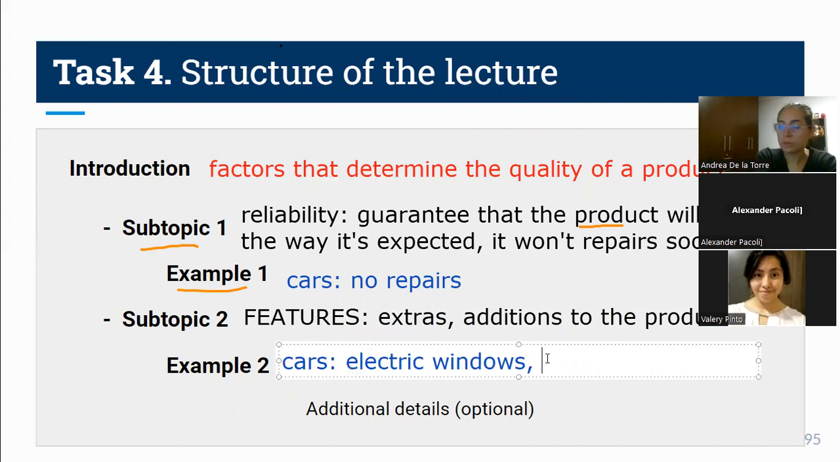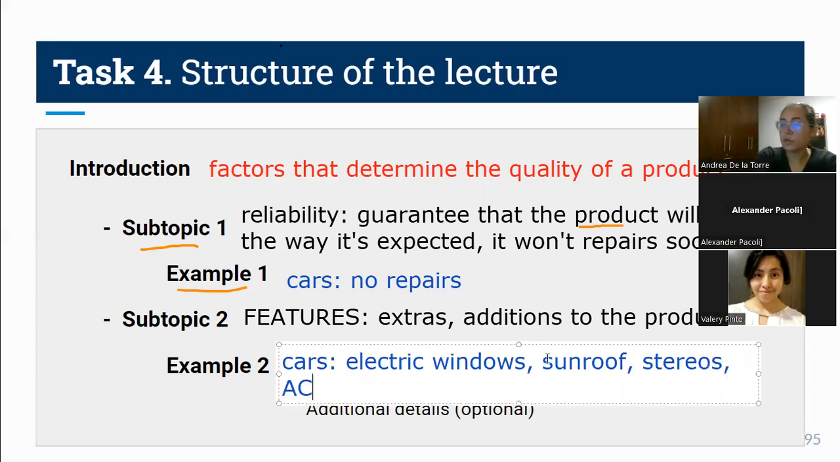Electric windows, sunroof, stereos, right? I don't know. Air conditioning. So the professor gives those examples, right, of features. Again, in the subtopic, the professor talks about features in general, right? Says, well, features are extra characteristics, extra things. But in the example, the professor talks about what specific things in one specific example of cars, right? Electric windows, sunroofs, stereos, air conditioning.